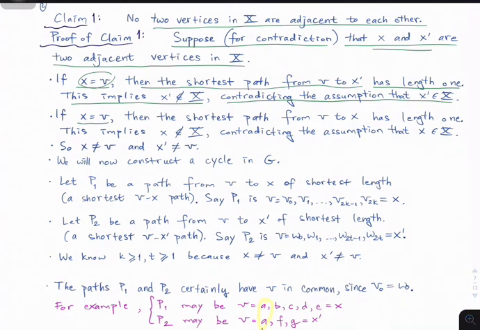And if x prime is the same as v, then the shortest path from v to x has again length 1. This implies that x is not in the set X, which contradicts the assumption that x is in the set X. So x cannot be v, and x prime also cannot be v. So we will now construct a cycle in G.